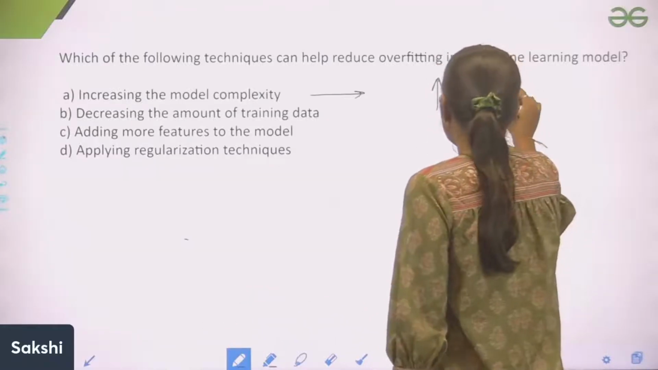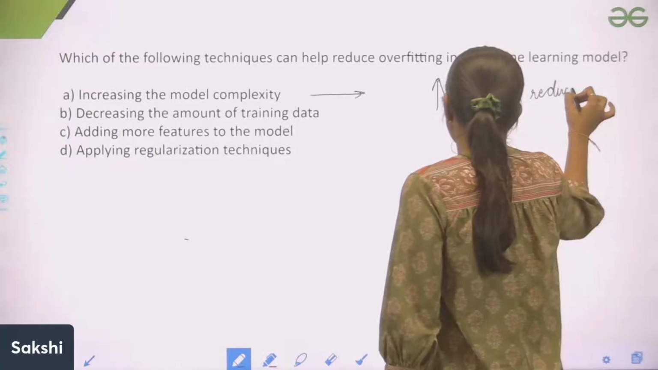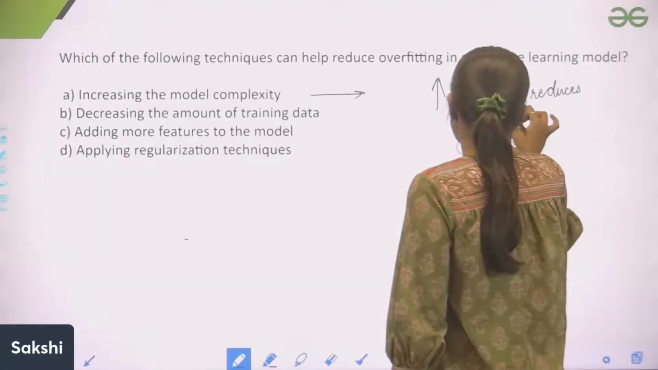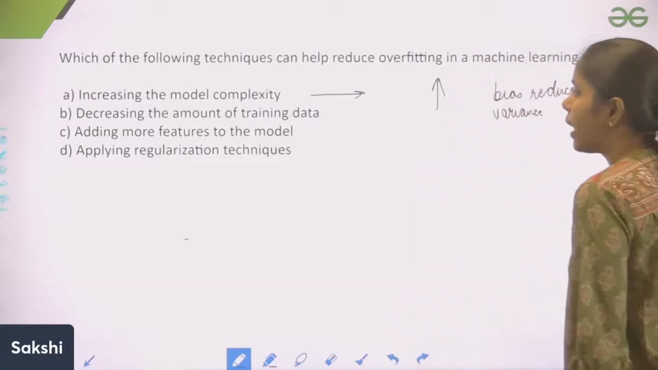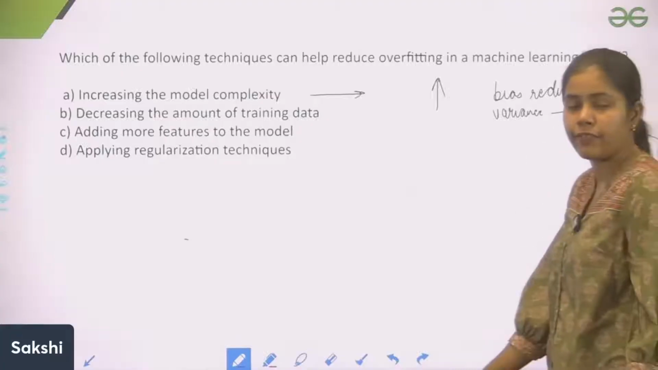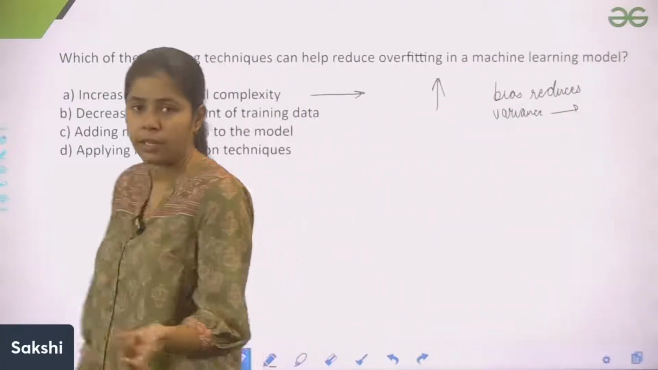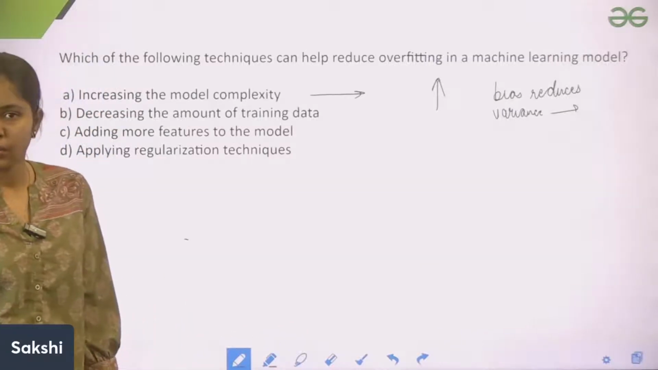So that means in this case, bias reduces, and also variance. What would happen to variance? It depends on my data set, right? If I increase the complexity of my model, bias reduces, and variance would depend on my model.